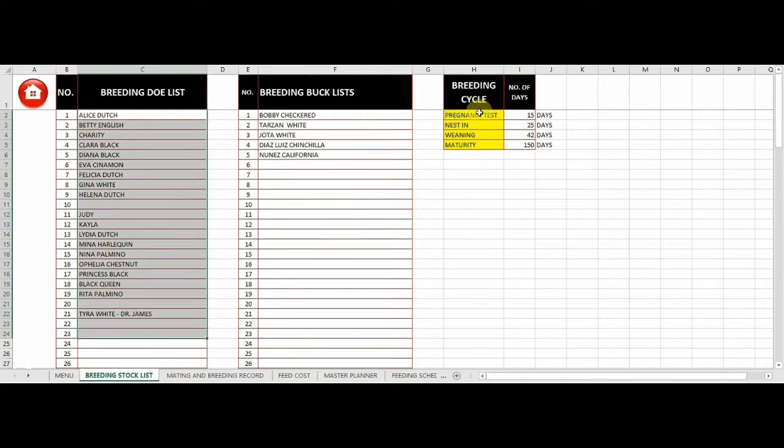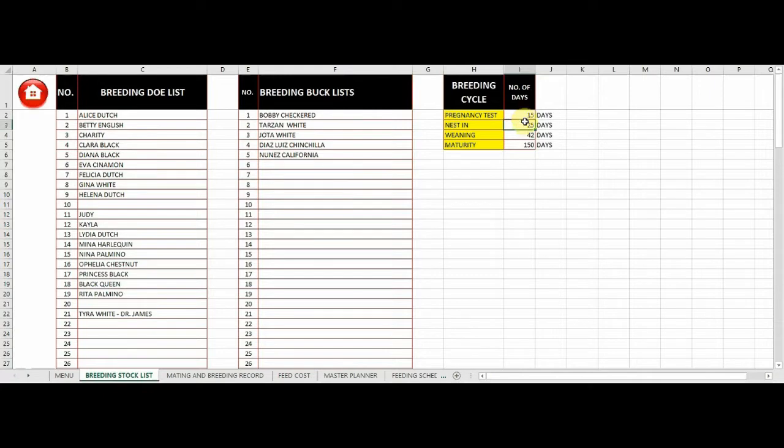Then we come to the breeding cycle. How do you plan your breeding cycle? Pregnancy tests, I have it for 15 days. You can change it to 10 days if you are an expert, but I believe 15 days. If you are just starting, especially when it comes to palpating or weighing, 20 days is good for beginners. 14 to 15 days is okay for learners or people who are a bit experienced.